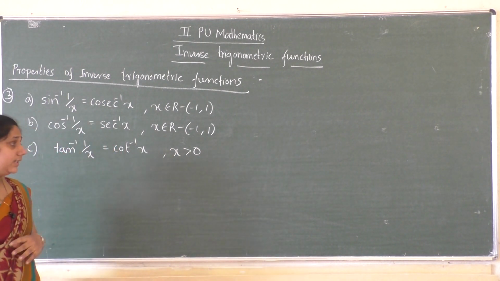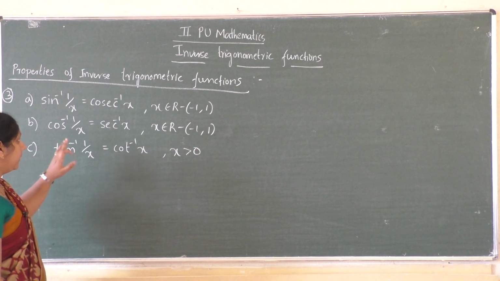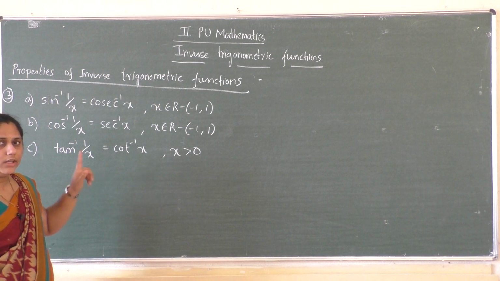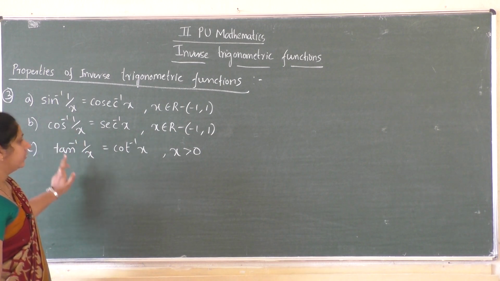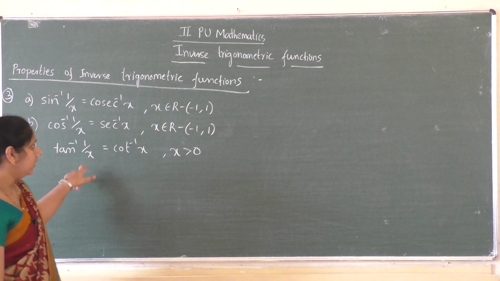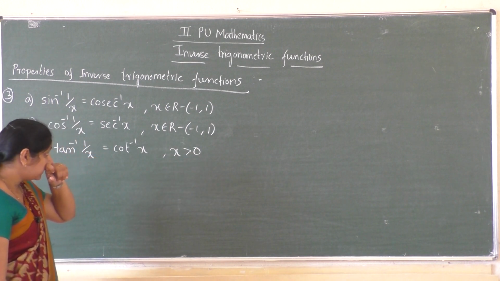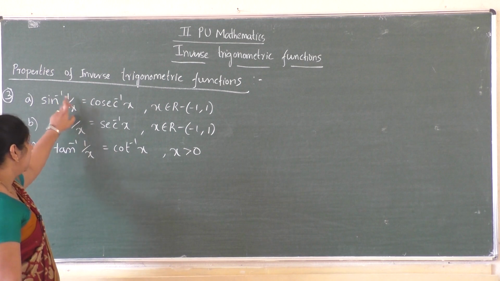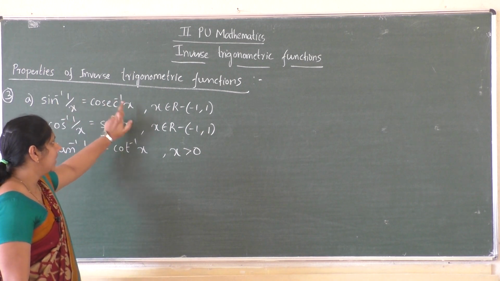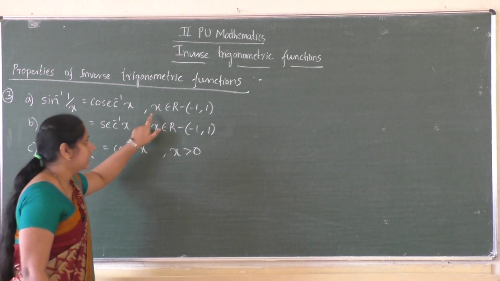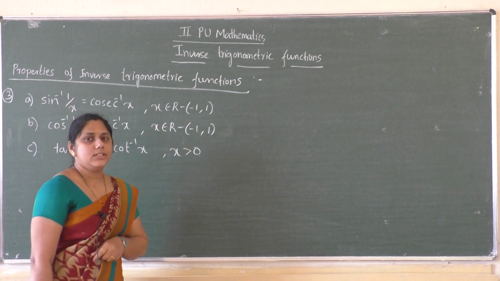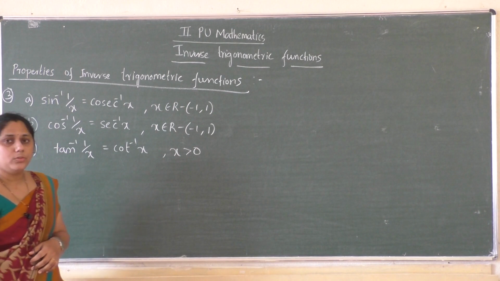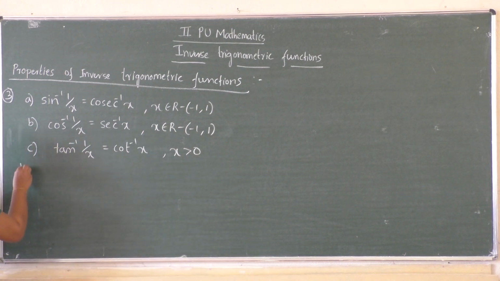Again, as I said earlier, question may be either prove this property or for what values of x one of these properties hold, that is for 1 mark. If question like this, that is for what values of x sin inverse of 1 by x equal to cosec inverse x, what is the answer? X belongs to R minus open interval minus 1 to 1. Now we will prove these properties.